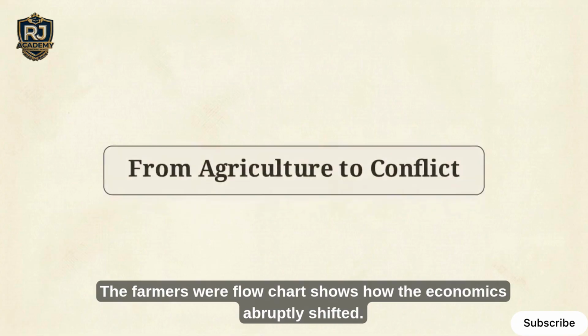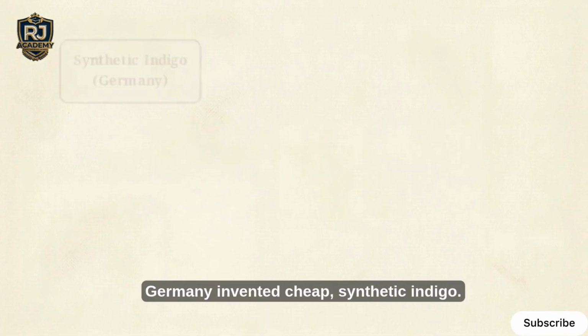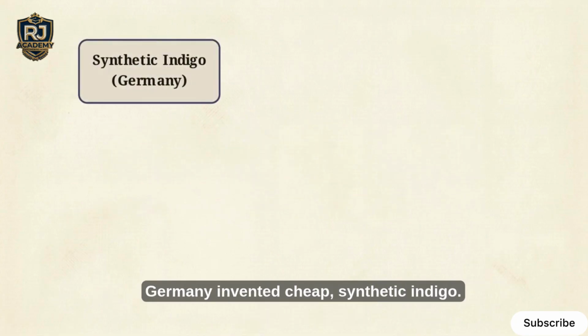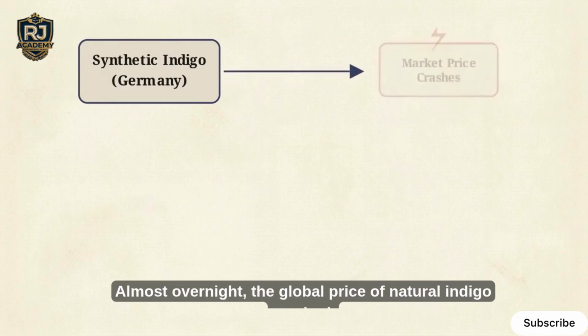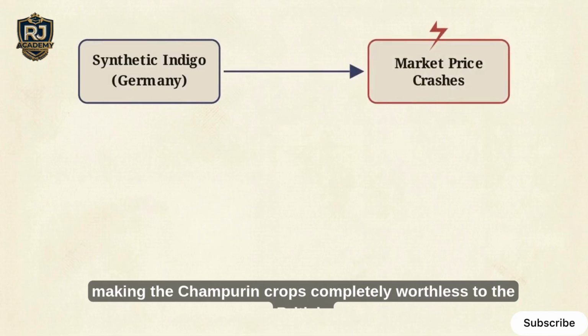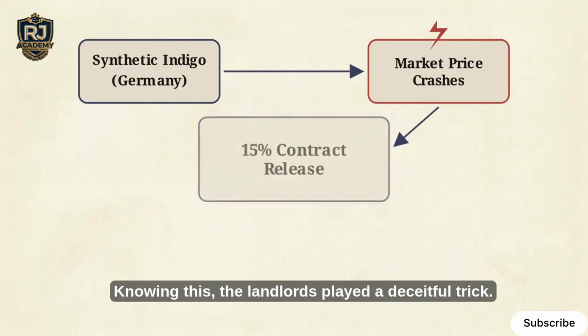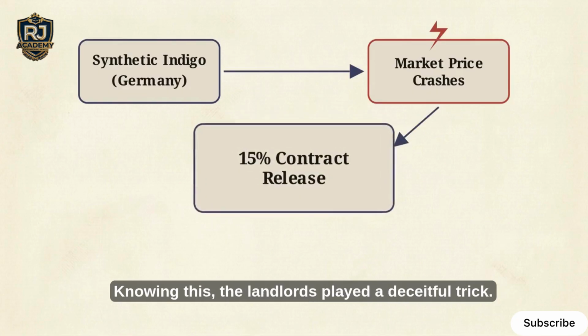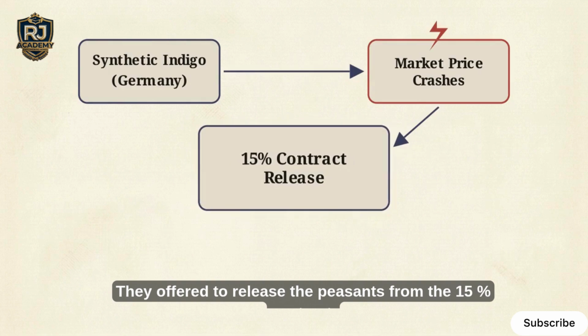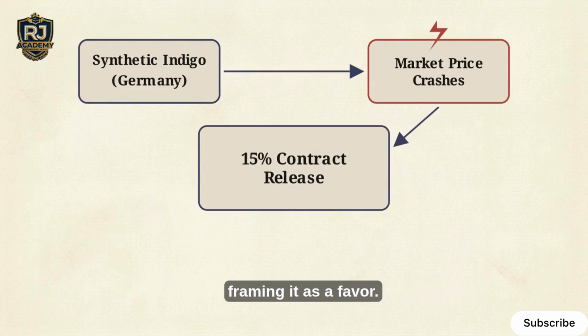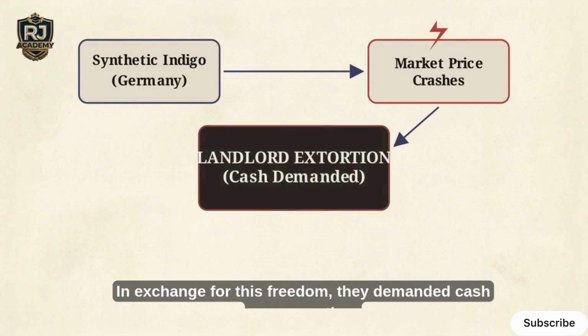This flowchart shows how the economics abruptly shifted. Germany invented cheap, synthetic indigo. Almost overnight, the global price of natural indigo crashed, making the Champaran crops completely worthless to the British. Knowing this, the landlords played a deceitful trick. They offered to release the peasants from the 15% contract, framing it as a favor. In exchange for this freedom, they demanded cash compensation.